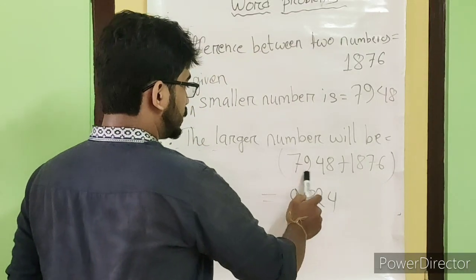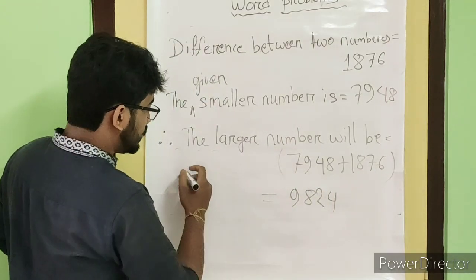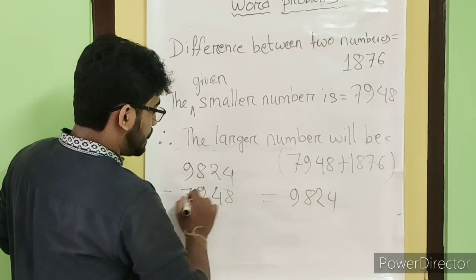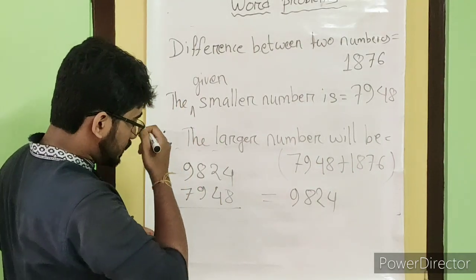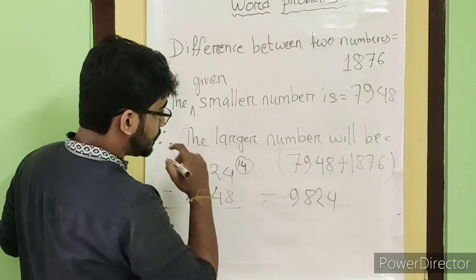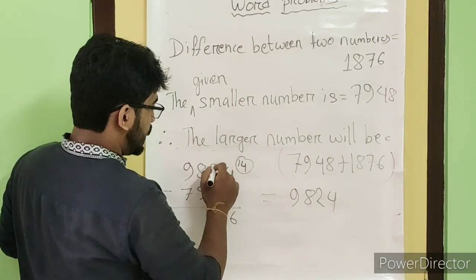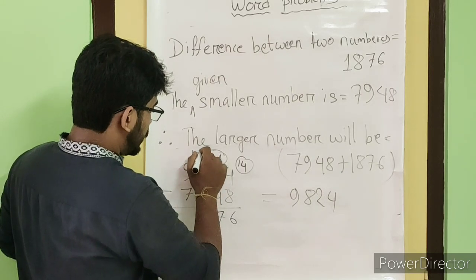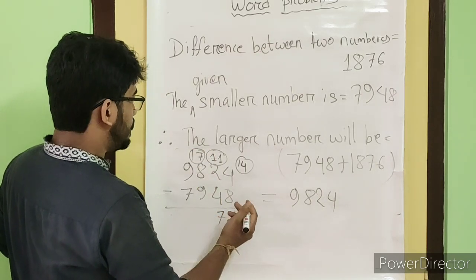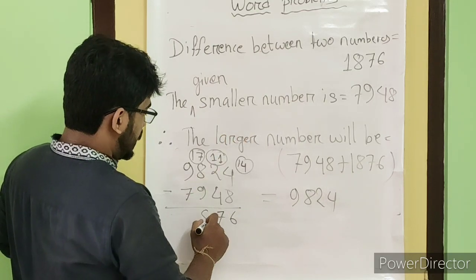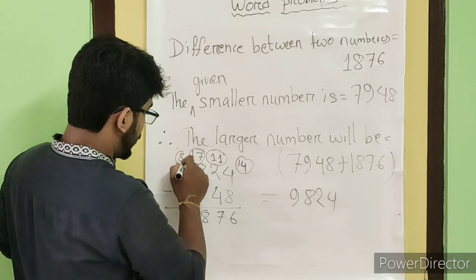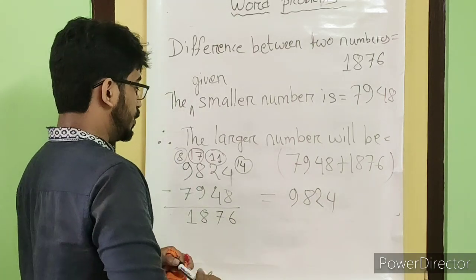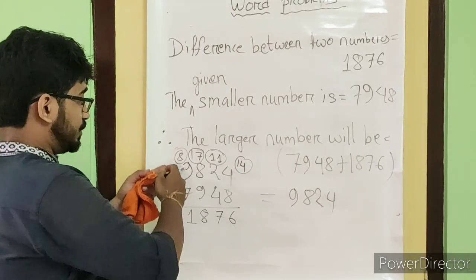We will subtract 7948 from 9824. What has been instructed to us: the difference between two numbers should be 1876. So 14 minus 8 equals to 6, and it will be 1. 11 minus 4 equals to 7, and again it will be 7 and becomes 17. 17 minus 9 equals to 8, and again it will be 8, and 8 minus 7 is equals to 1. The result is 1876. That means the answer is appropriate, my answer is right.